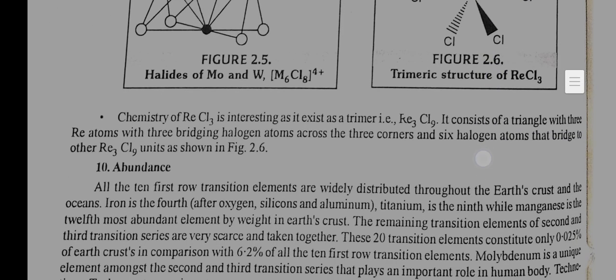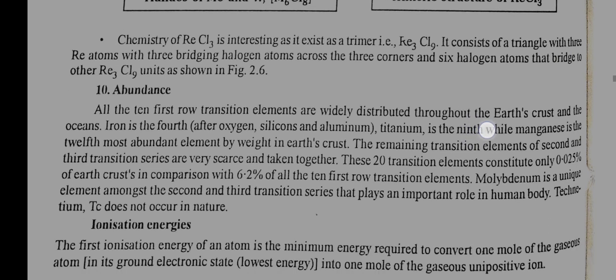Next, the chemistry of ReCl3 is interesting as it exists as a trimer, for example Re3Cl9. It consists of a triangle with three Re atoms with three bridging halogen atoms across the three corners and six halogen atoms that bridge to other Re3Cl9 units, as shown in figure 2.6.